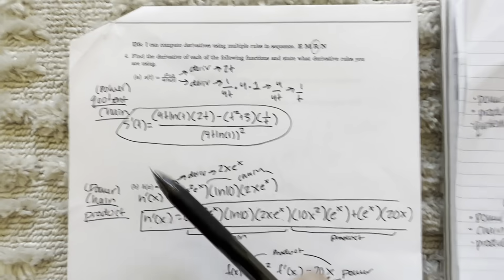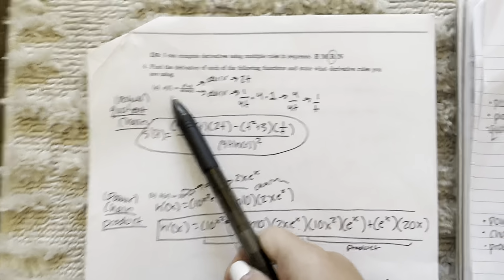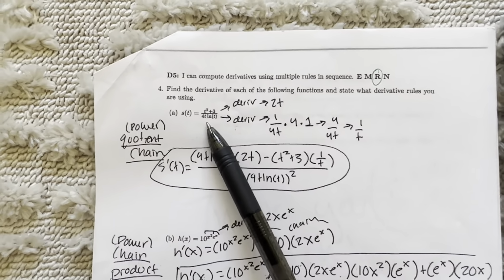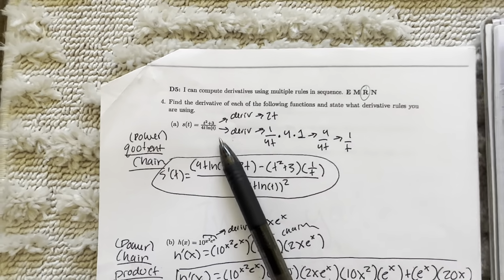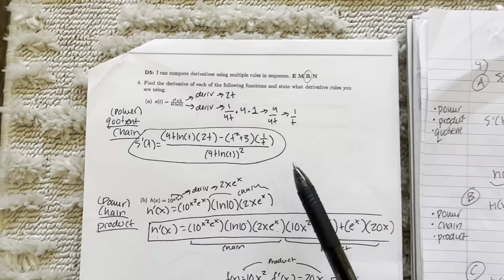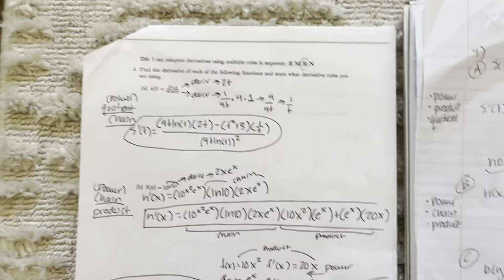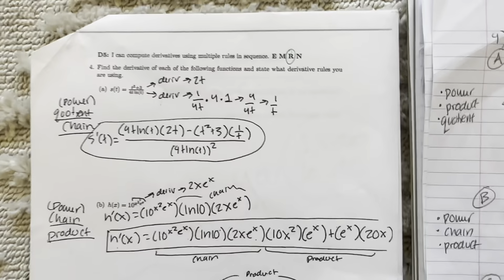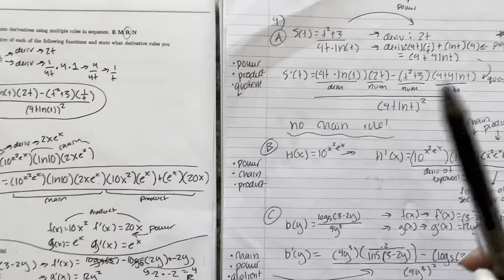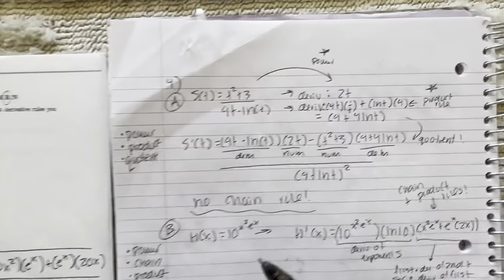So, the first problem says that S of t equals t squared plus 3 over 4t natural log of t. So what I didn't do is use the product rule correctly or at all. I don't know what I did. So let's solve it the correct way now.